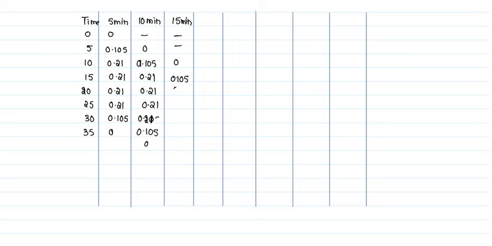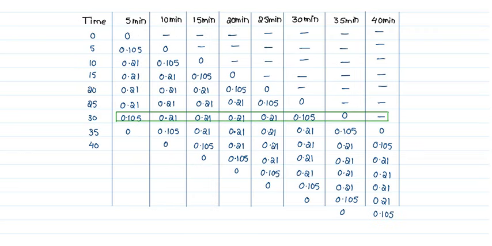In the next 5 minutes of rainfall, it will be lagged by 5 minutes, that is 0.105, 0.21, 0.21, 0.21 and 0.105, and then 0. In the next 5 minutes again it is lagged, from 0, 0.105, 0.21 and so on, for 15, 20 minutes, 25, 30, 35 and 40 minutes, it is finally lagged.